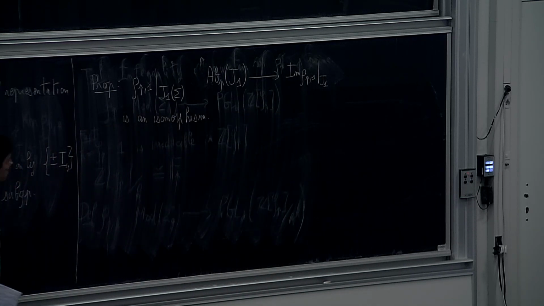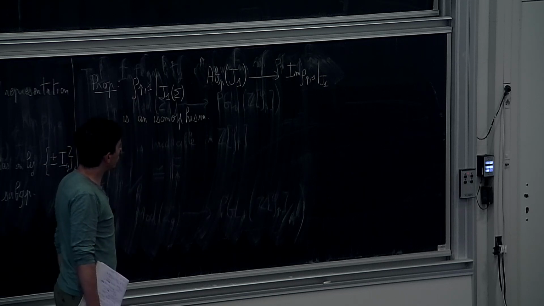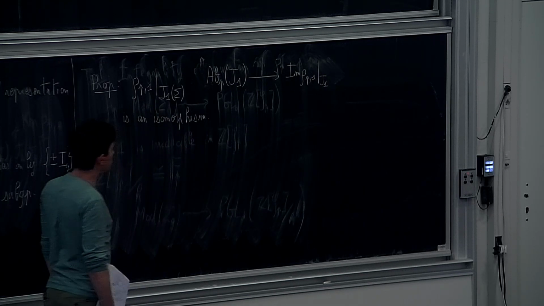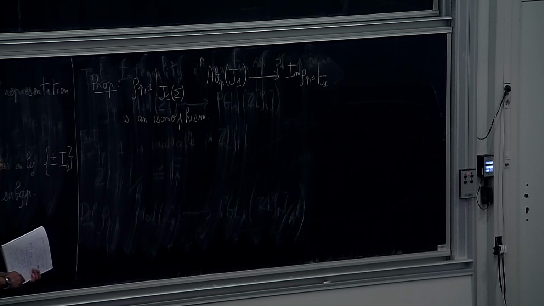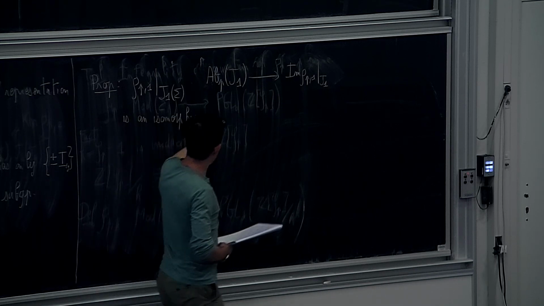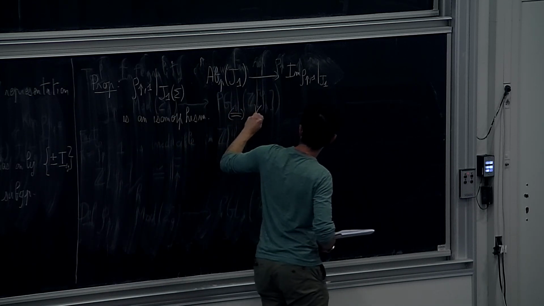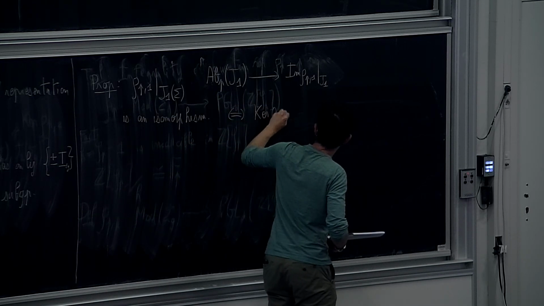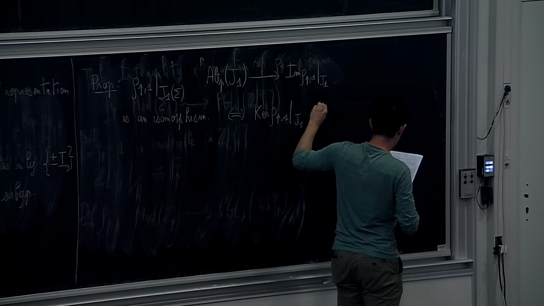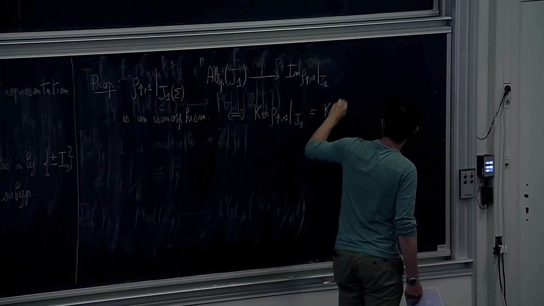Okay, so this is the same as saying that the map rho P1 is injective, or viewed as a representation of the abelianization of J1. So this is the same as saying that the kernel of rho P1 restricted to J1 is the kernel of the abelianization.